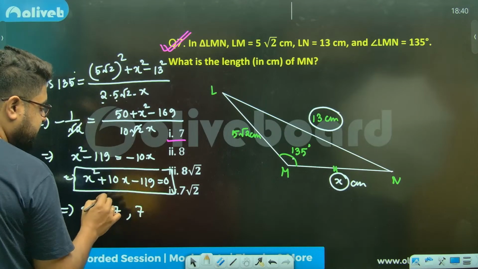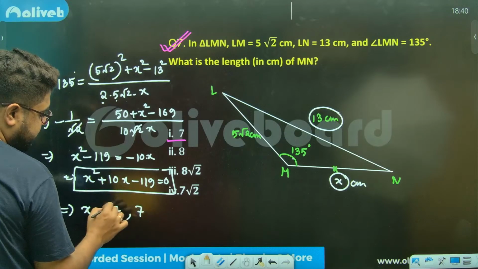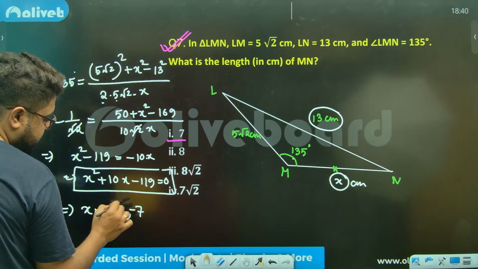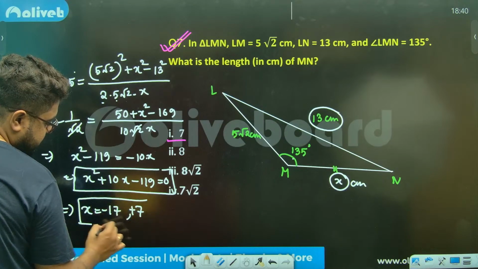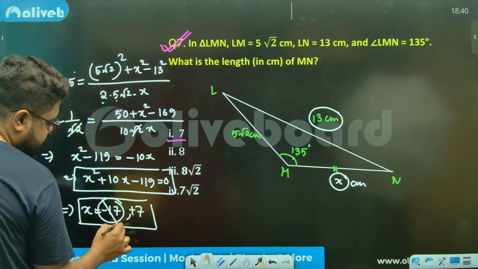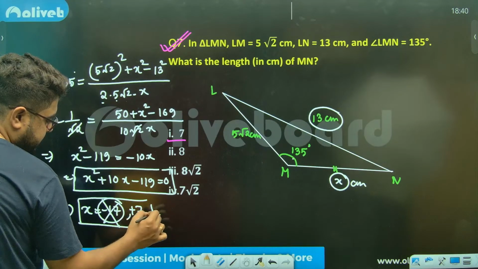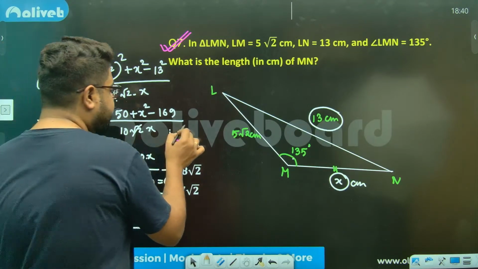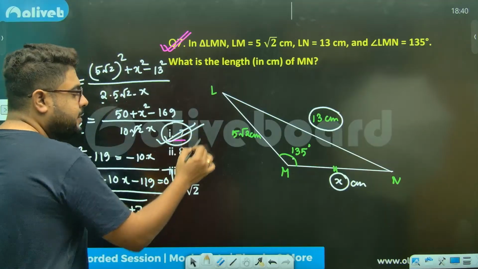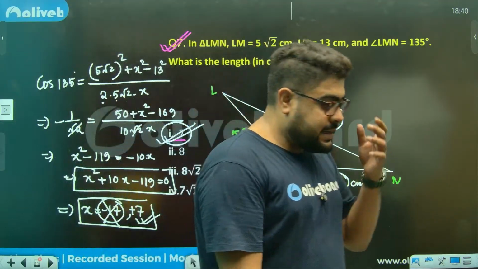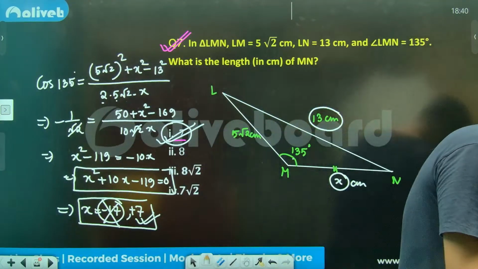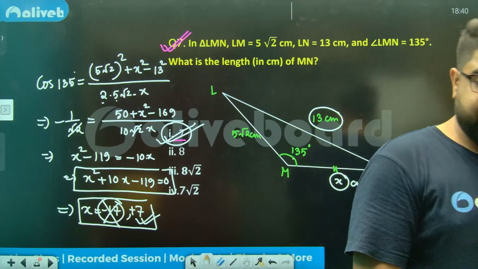So this is plus 17 minus 7. I can change the sign, so this will become minus, this will become plus. A negative length is impossible. So the only possible value for x is 7, which is there in option number 1. That is done. Yes, Dev, you are correct, brother.